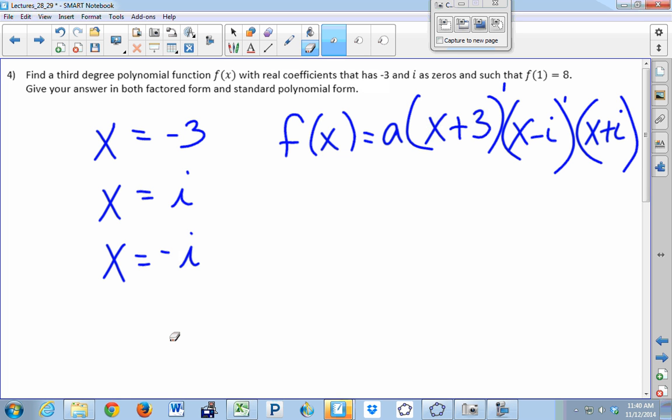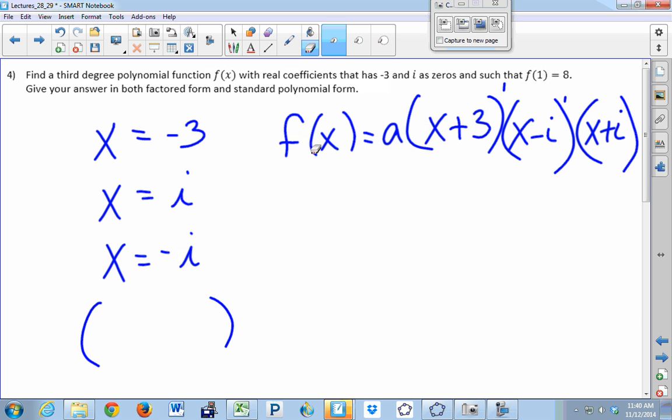Okay, now I still want to find A. How am I going to find A here? The value of A, I got to know a point that lies on this graph. Do I know a point on this graph, the coordinates of a point? William, what are they? -3, 0, right? All right, so if we put -3 in here, we get a 0 out there.